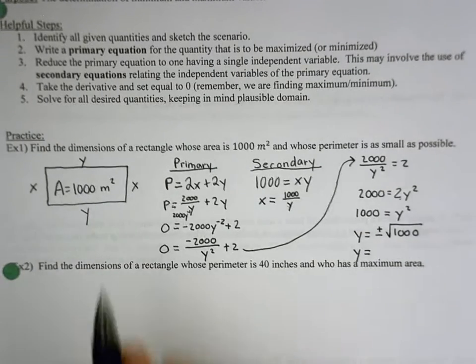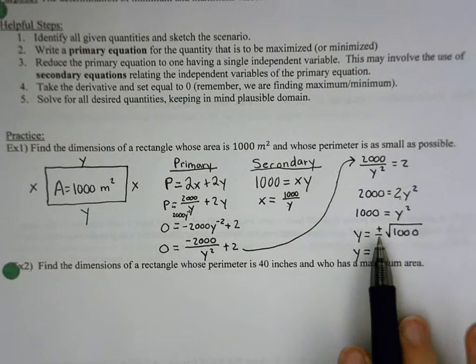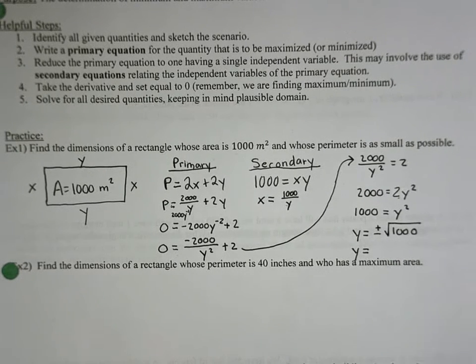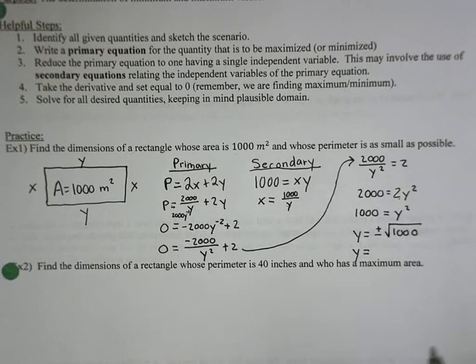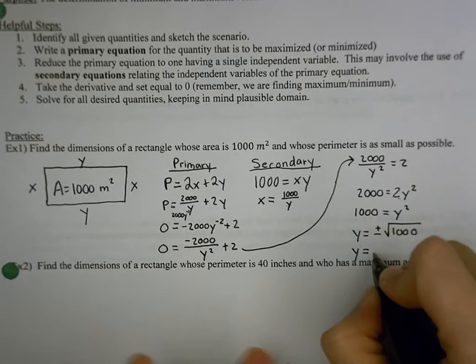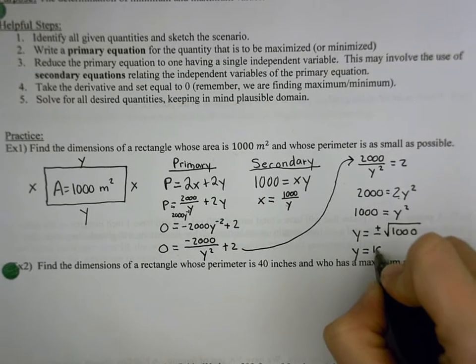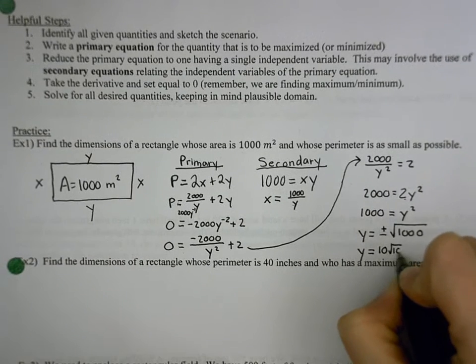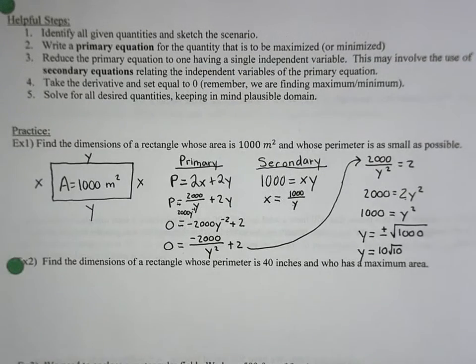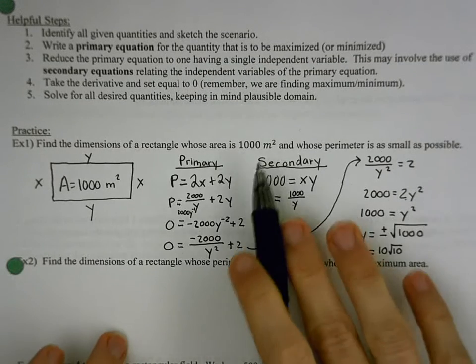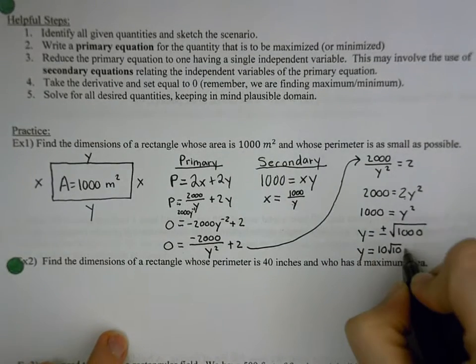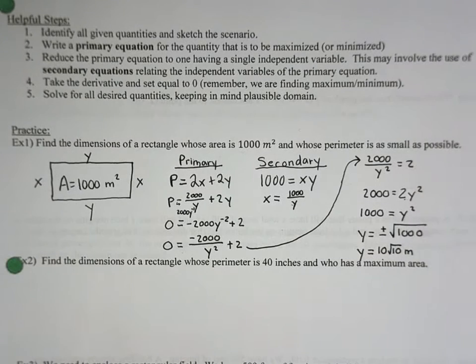We're finding dimensions of a rectangle. Is it possible for a rectangle to have negative root 1,000 as a length? No. And so we're going to disregard that negative piece. So my y in this case is 10 root 10, or root 1,000. Okay, and then my units in this case are meters.